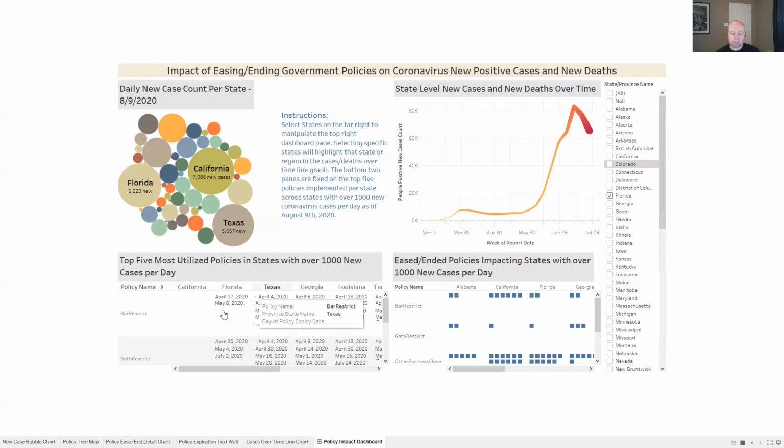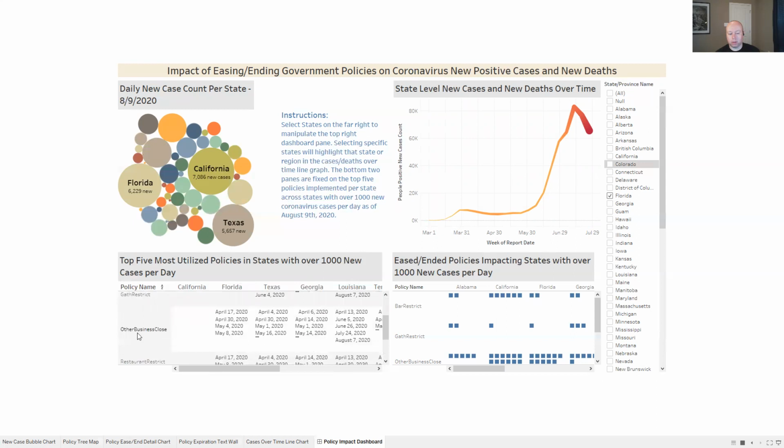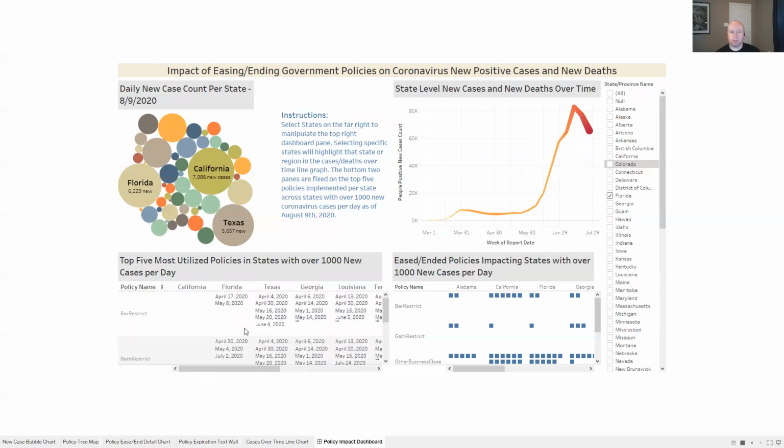Now, Florida. Florida is a good example. You can see that as previously noted, in April and May, restrictions were lifted for bar restrictions, gathering restrictions, business closures, restaurant restrictions, and stay-at-home orders. So as you can see, Florida, for the most part, reopened with additionally some guidance associated, but the policy restrictions lifted in April and May.